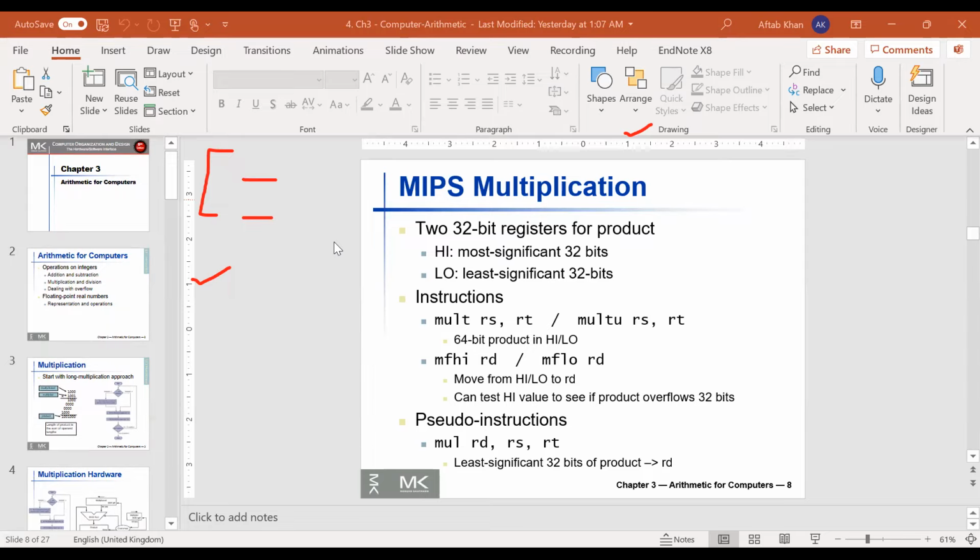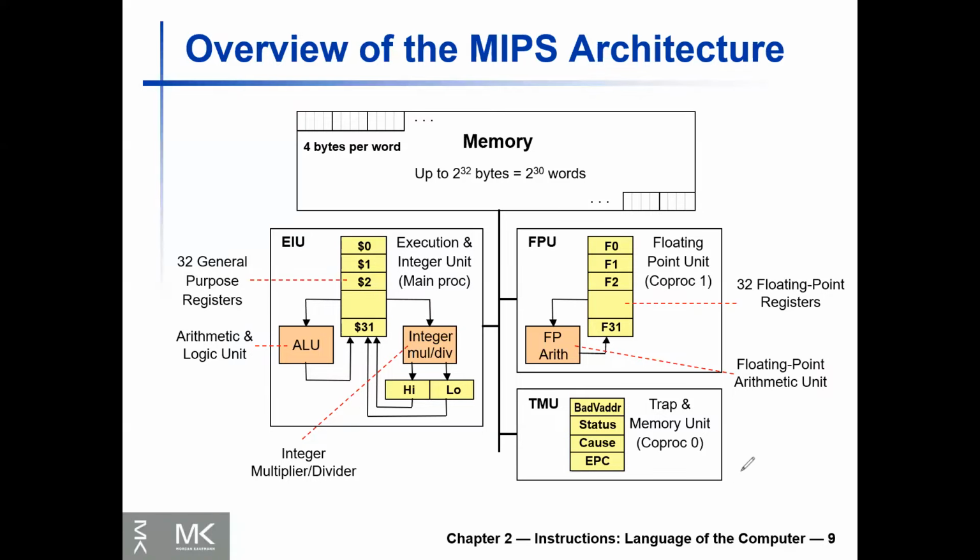Can you see this now? So here we have the ALU, but for integer multiplication and division we have a different arrangement, and the result is in high and low. For integers we have separate high and low registers, and both registers are 32 bits long.